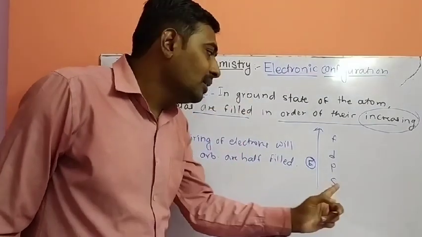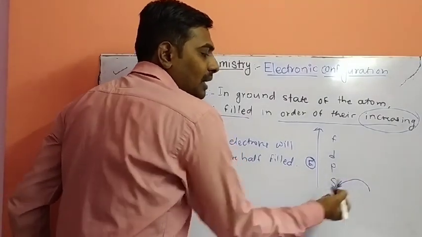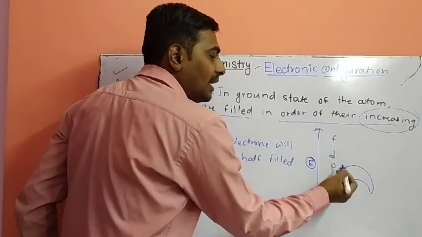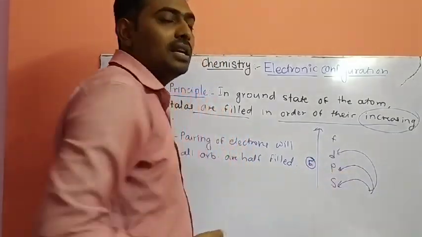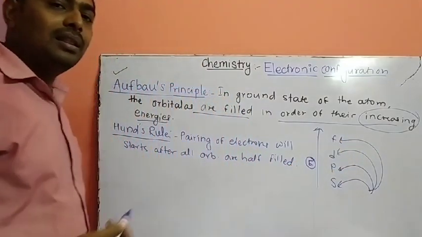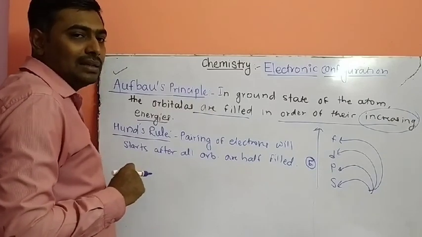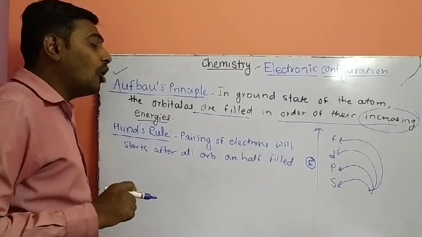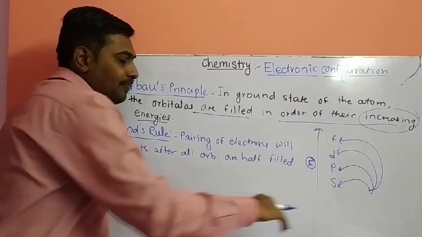Aufbau says that the lower energy orbital is filled first. When the lower orbitals are filled, then electrons enter the higher orbital. When the p orbital is filled, then electrons enter d. When the d orbital is filled, then electrons enter the f orbital. And the second rule is the pairing of electrons. Hund's rule says that pairing of electrons will start only when all orbitals are singly filled. We'll discuss how these two rules are implemented.